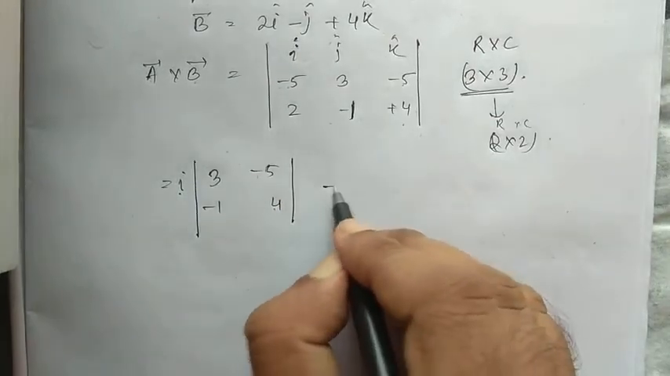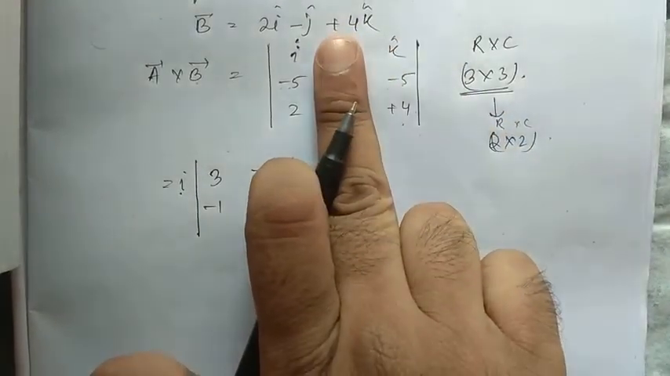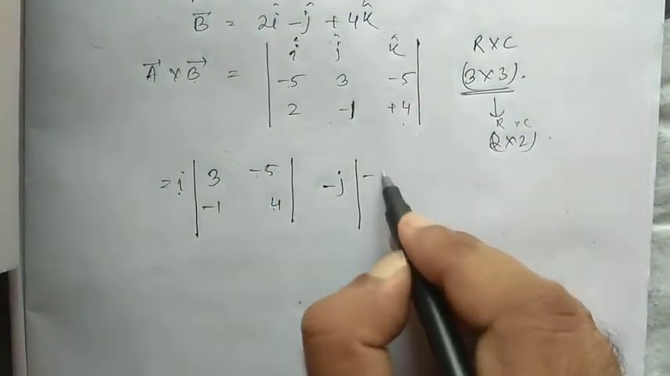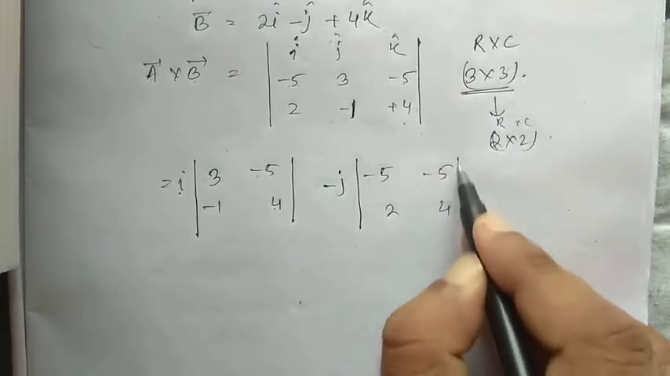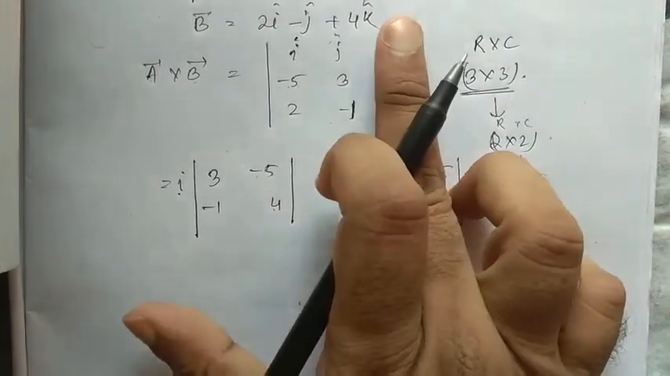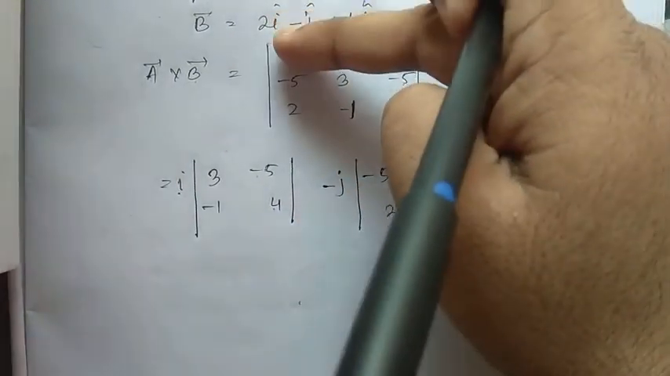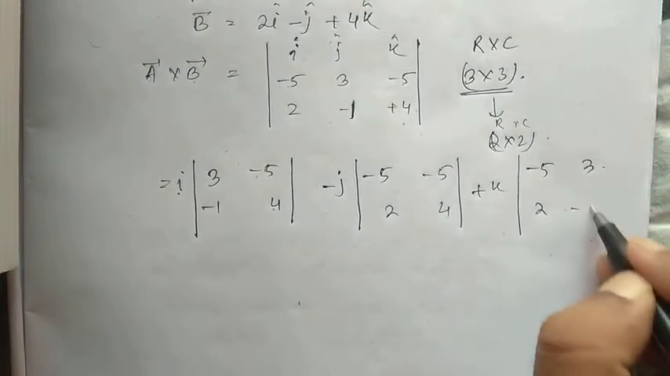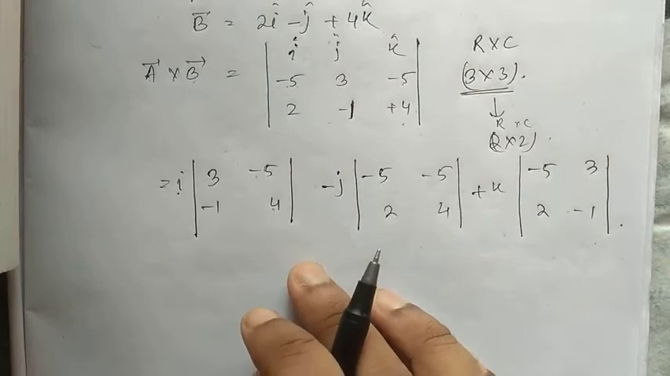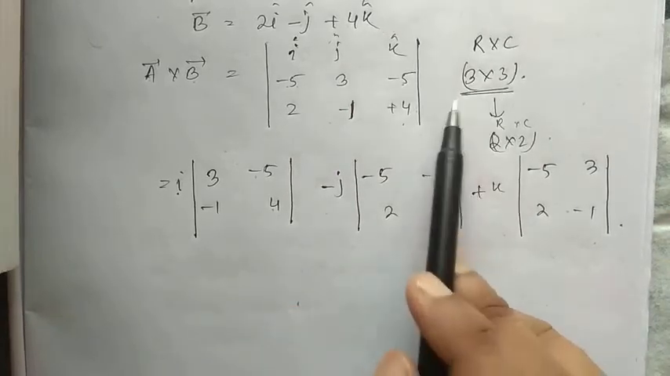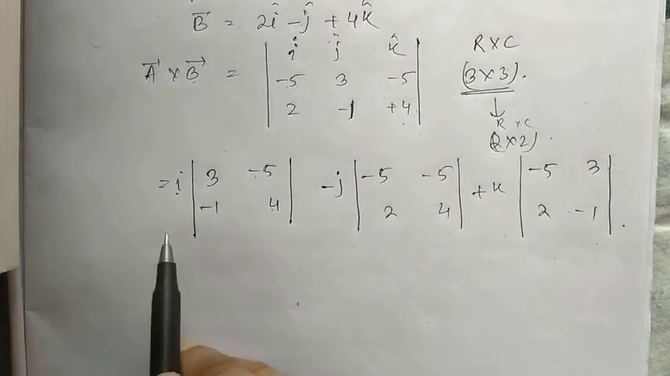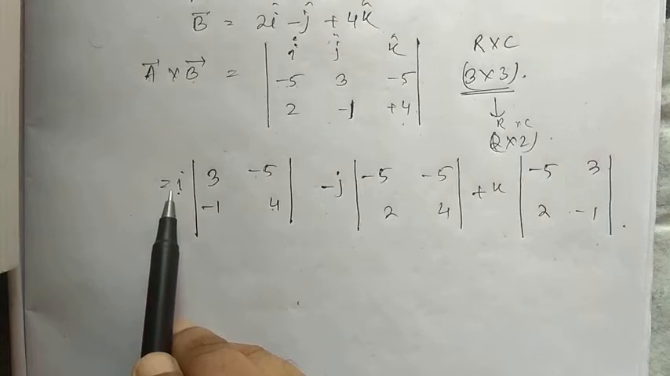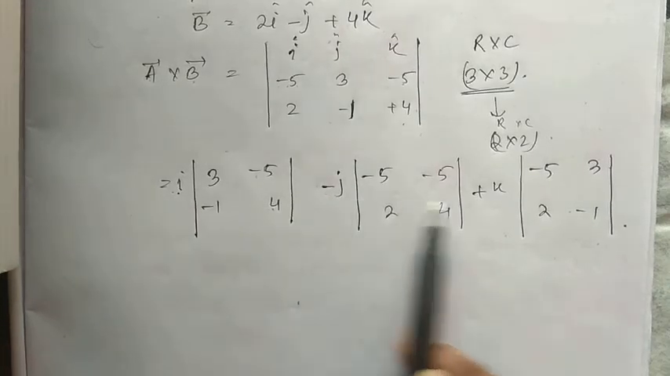Similarly, for minus j, we cover up this column and this row. The remaining will be minus 5, 2 and 4. And similarly, if we hide the row and column of k, it will be minus 5, 3, 2, minus 1. So we have converted the 3 into 3 determinant into 2 into 2 determinants. Now you have noticed that the first one has a positive sign, the second one is negative, and the third one is again positive.